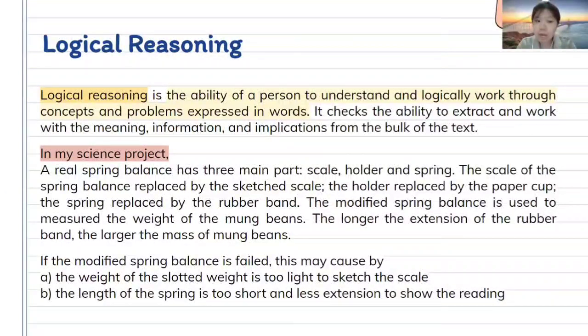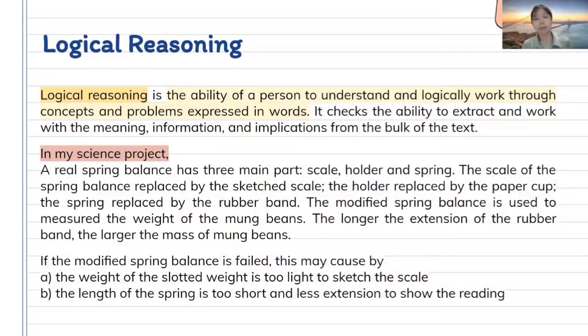In my science project, a real spring balance has 3 main parts: scale, holder, and spring. The scale of the spring balance is replaced by the sketched scale, the holder is replaced by the paper cup, and the spring is replaced by the rubber band. The modified spring balance is used to measure the weight of the mung beans. The longer the extension of the rubber band, the larger the mass of mung beans.